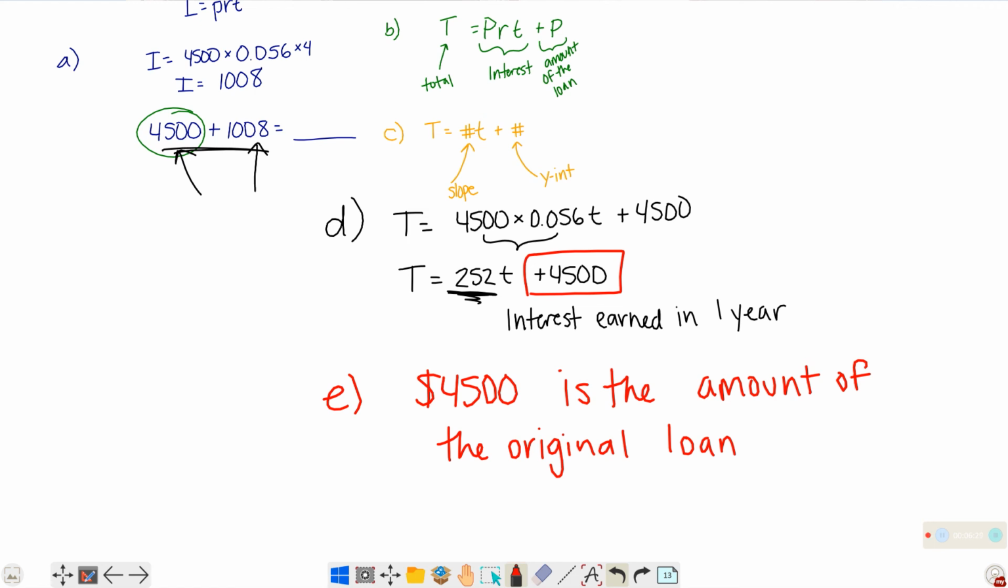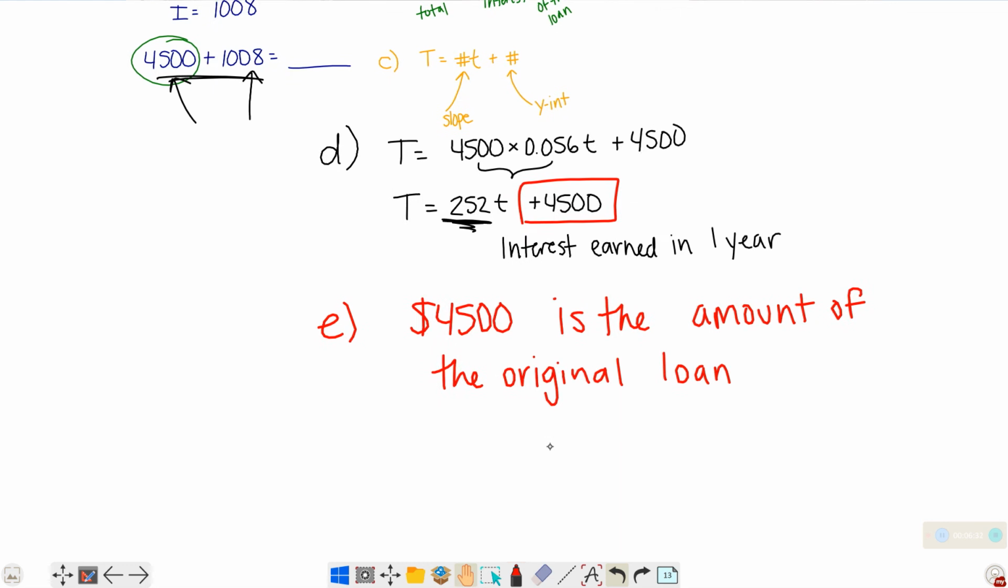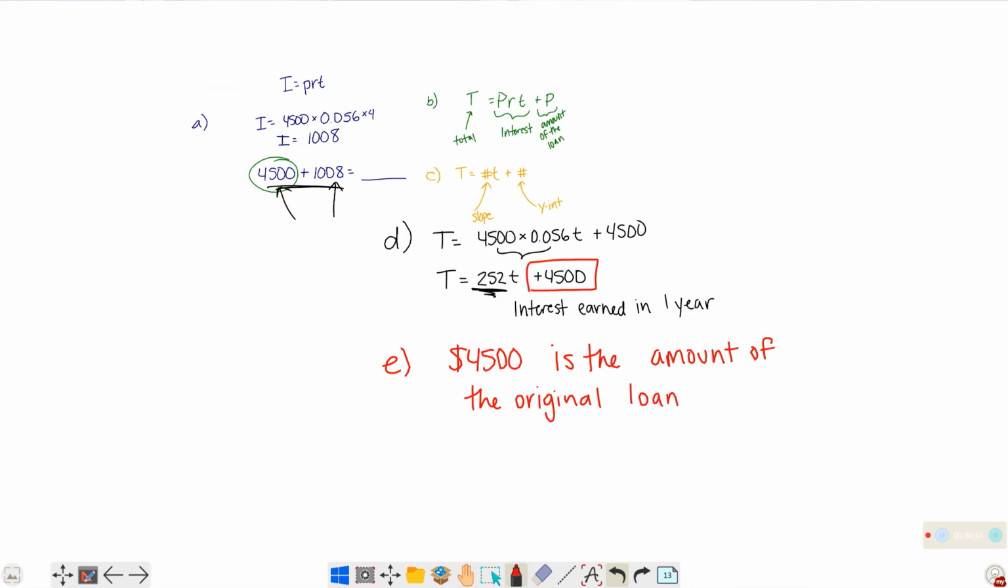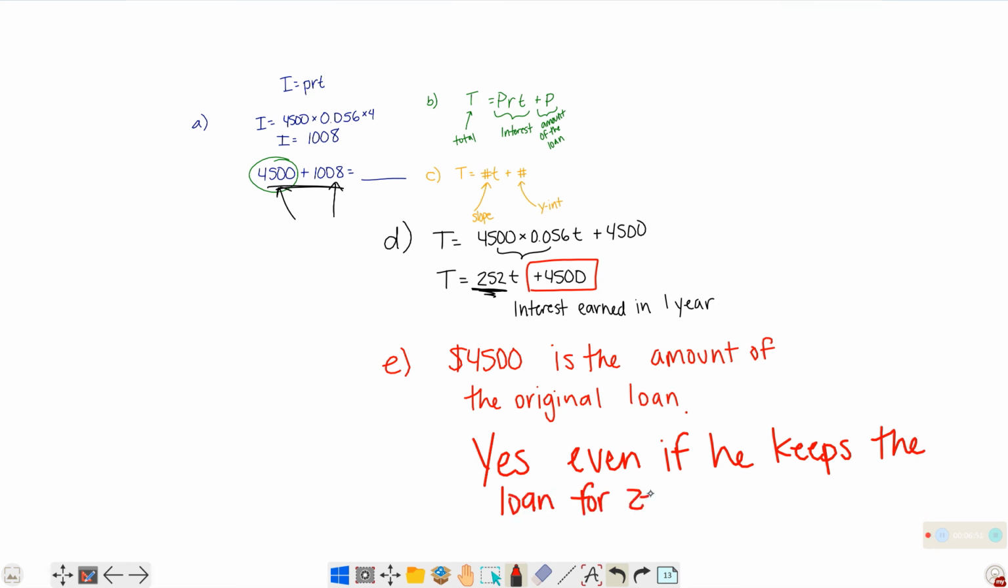Does it make sense? Meaning after keeping the loan for 0 years, is he still going to have to pay $4,500? Yes. Even if he keeps the loan for 0 years, he still has to pay back or repay the $4,500 that he borrowed.